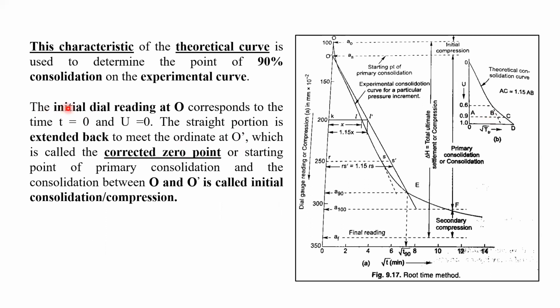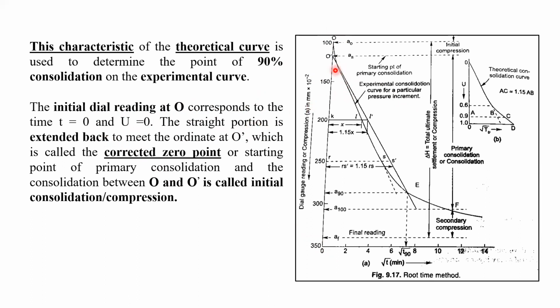Further, the initial dial reading at O. We have already collected the data in tabular form, the timing and the dial gauge reading. So we are going to plot the graphs. You can see the initial dial reading O corresponds to time T0. That means the experiment has not been started, and the degree of consolidation U will also be 0.